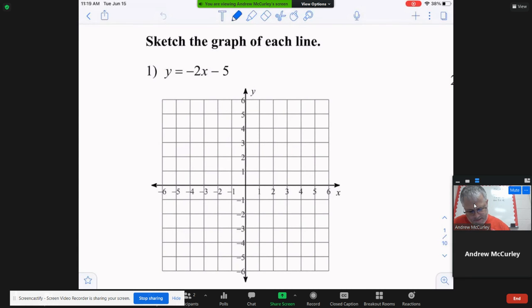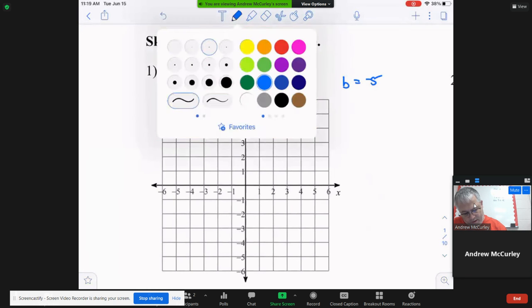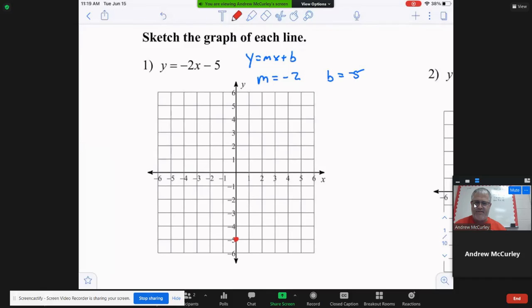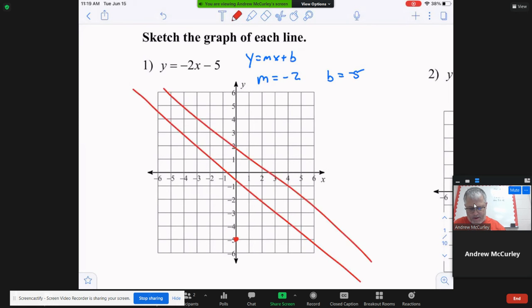All right. So this is an equation of a line. It's in slope-intercept form, right? y equals mx plus b. So it lines up. That tells me my slope is -2. My y-intercept is -5. So from there, all I have to do is say, okay, -5 is my starting point, basically. And then I've got to have a slope of -2. Well, I better hope that I find a slope that's going this way, down that way.